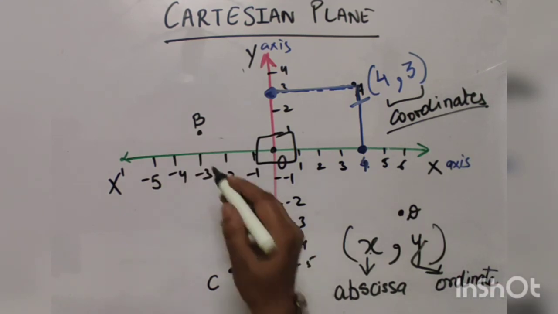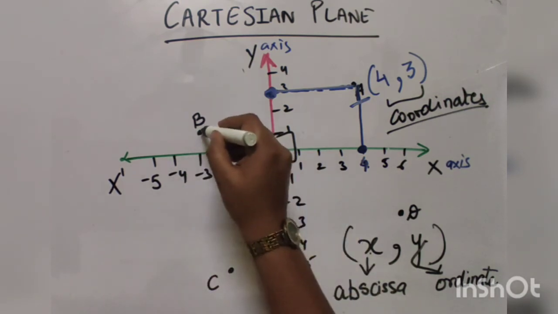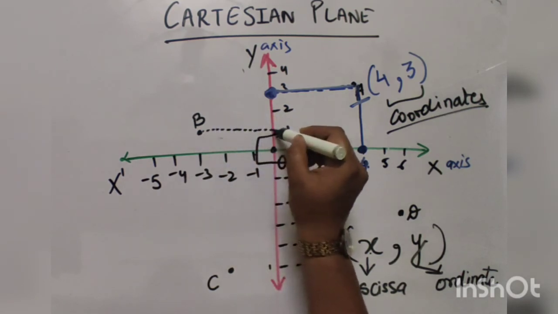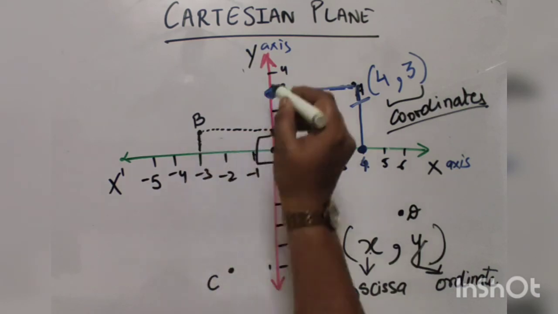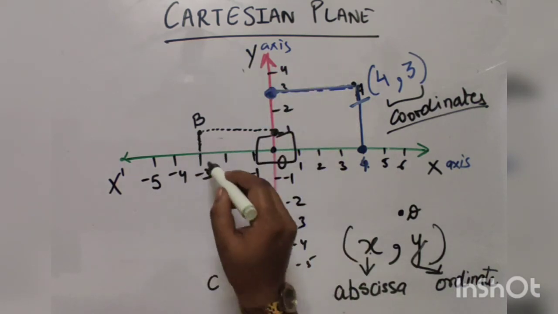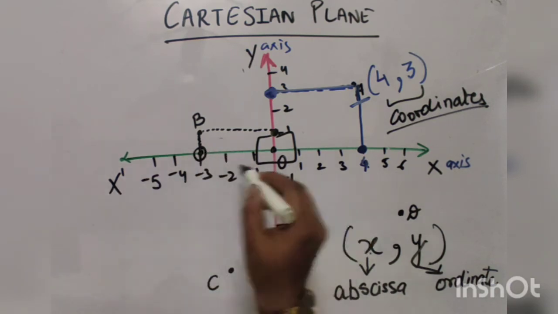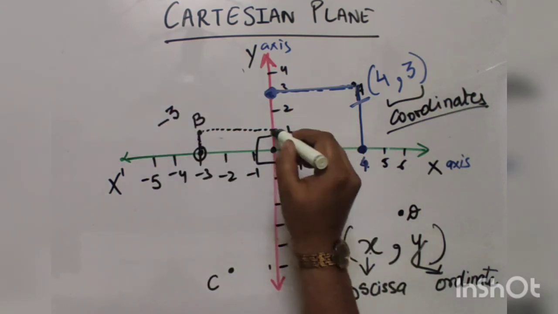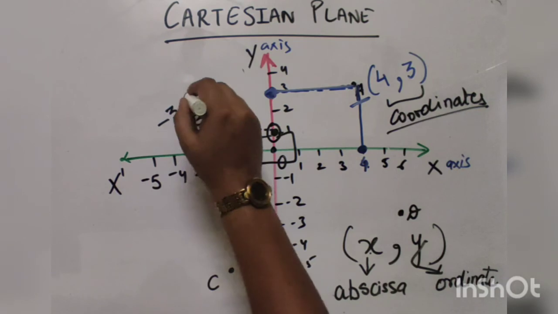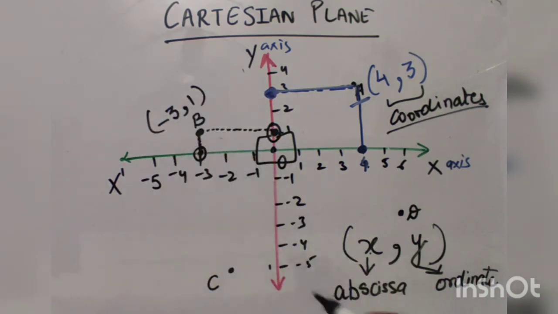So now let's locate the second point. The same procedure we will follow for point B as well. We will draw a perpendicular line along the x-axis here and then a perpendicular line along the y-axis here. So now here we have noticed that the point on the x-axis is -3 and the point on the y-axis is 1. So these are the coordinates for point B. These points are telling the location of point B.